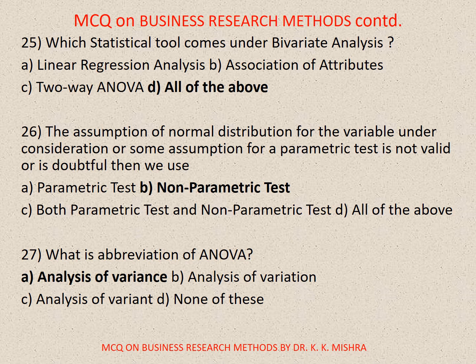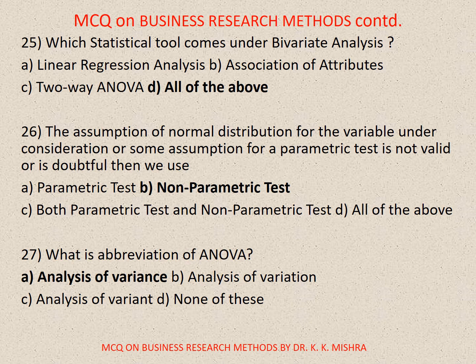Question number 26. If the assumption of normal distribution for the variable under consideration, or some assumption for a parametric test, is not valid or is doubtful, then we use. Options are A. Parametric test, B. Non-parametric test, C. Both parametric test and non-parametric test, D. All of the above. Correct option is B. Non-parametric test.